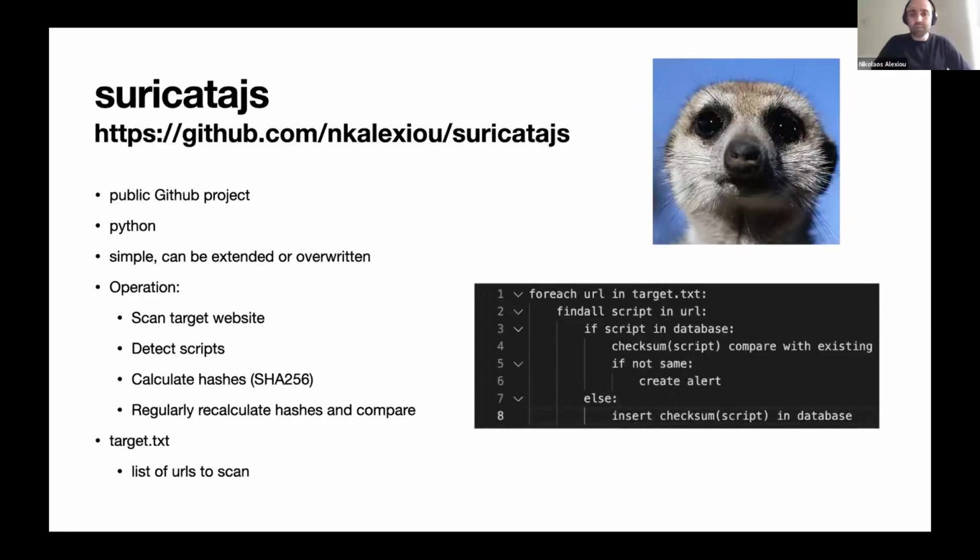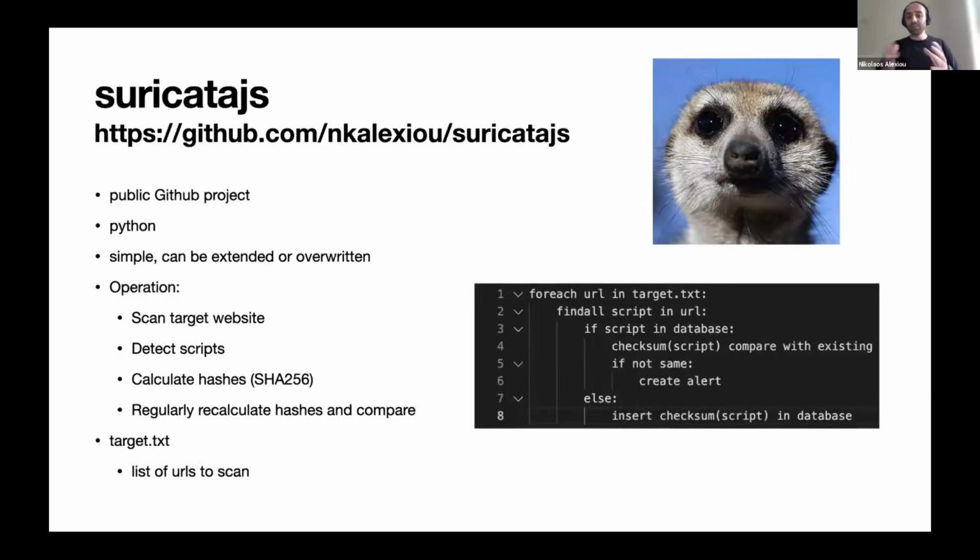It's written in Python. It's really simple. It's not a very advanced piece of code. You're very welcome to extend, overwrite, totally destroy, or use it. It's open source, and the functionality is as follows. It takes an input in a target.txt file where you provide the URLs that you're interested in monitoring in your production. And what it will do is scan this whole web page. It will identify inline scripts, reference scripts, and so on.